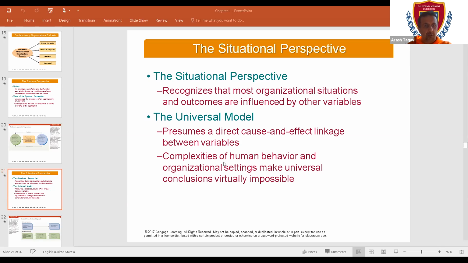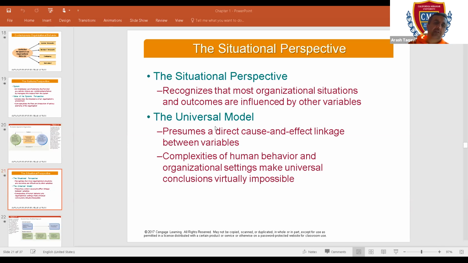By looking at this model, you can find that from the first year of learning until 12, your cognition will be complete, not your content, but your abilities, your stages. It is about the quality of thinking, not the content of thinking. We ask something like this in a situational perspective, for example in leadership and in organization: complexity of human behavior and organizational setting make universal conclusion virtually impossible.